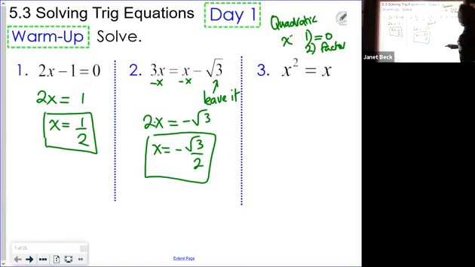And do write these out with the numbers. Label them 1, 2, and 3. So make it equal 0. Factor it.